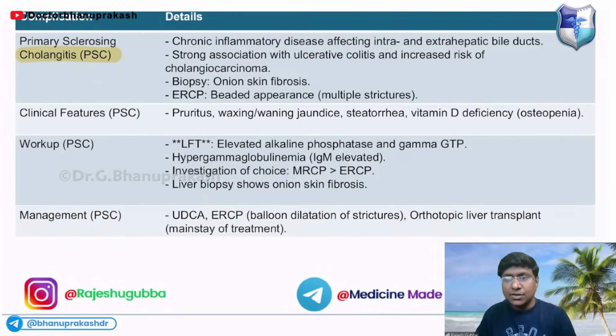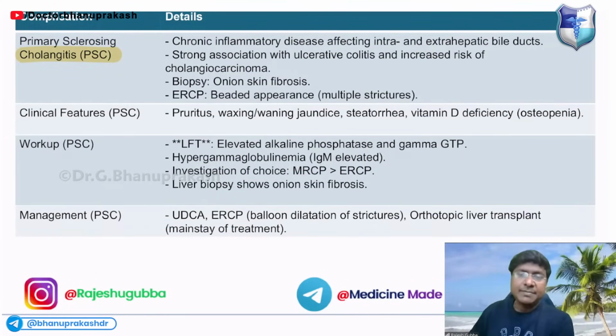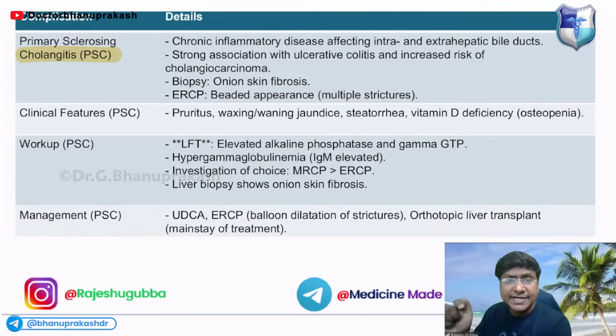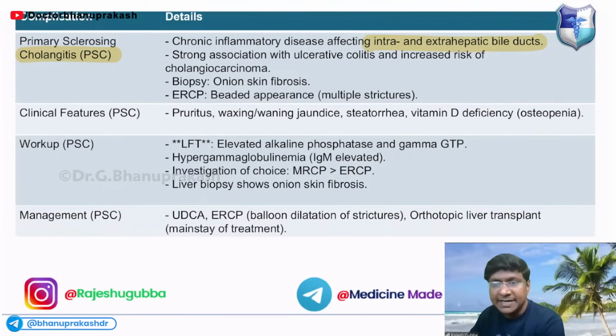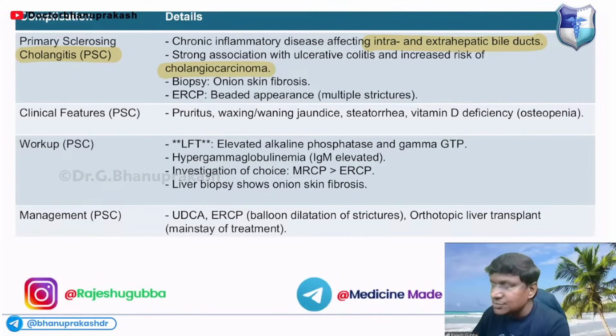Primary sclerosing cholangitis. The difference between these two is, in primary biliary cholangitis, it is only an intrahepatic bile duct problem, whereas in primary sclerosing cholangitis, it is both an intra- as well as extrahepatic bile duct problem. Okay. And patients with primary sclerosing cholangitis are at increased risk of cholangiocarcinoma. Please remember, this is a very important question, right? They are at increased risk of cholangiocarcinoma.